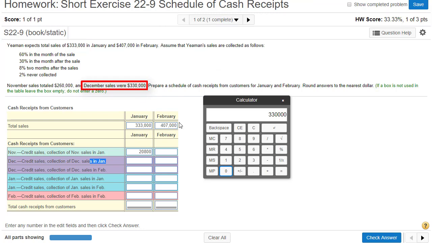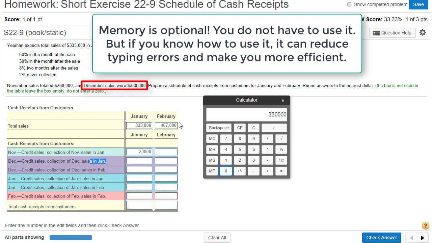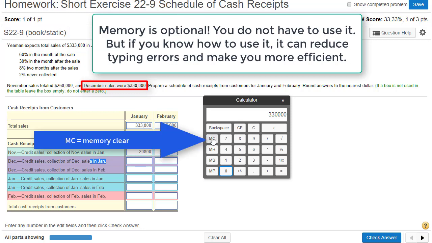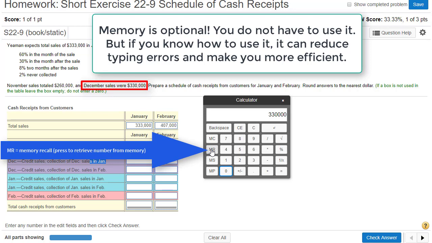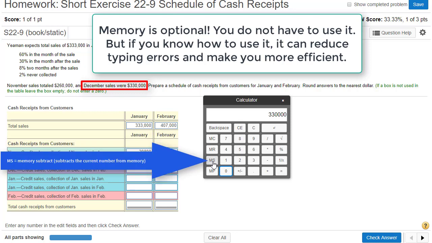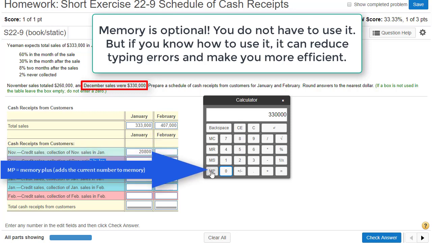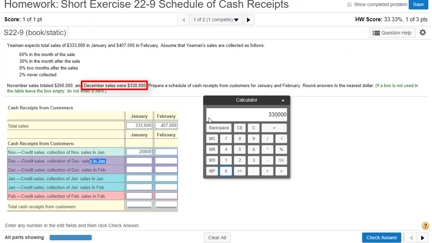Memory can be used to retrieve a number from memory, so you don't have to keep typing it over and over again. So MC stands for memory clear. MR stands for memory recall, which means bring the number that's in memory back to the screen. MS means memory subtract. So if you want to subtract a number from memory, you type that. MP is memory plus. That's when you want to add a number to memory. Now there's no M over here, so there's nothing in memory. But I want to add this number to memory so I don't have to type it again. So now there's an M, meaning this number has been stored into memory. So getting back to our work.